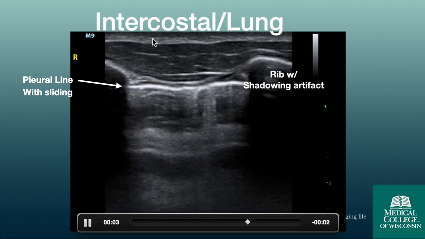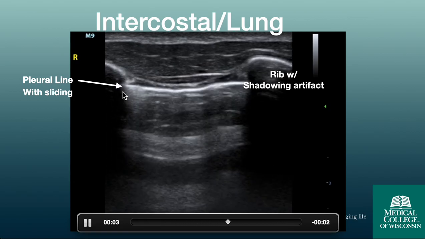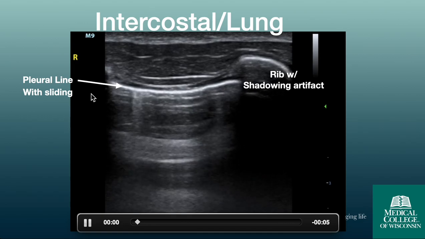Now, this isn't a comprehensive lung talk, but we start with this image where we see the probe on the surface of the skin. You see skin here, you see pec and intercostal muscles, and then you see rib with shadowing, so you can't see behind it, and you see another rib here with shadowing. And then you see this pleural line.